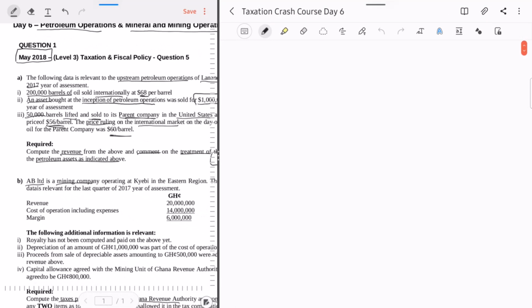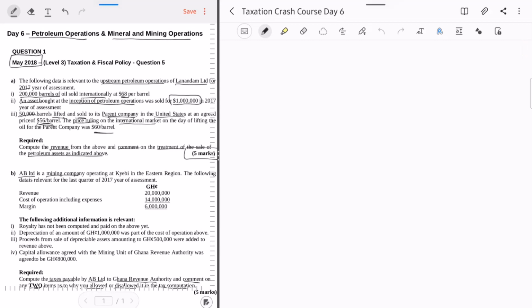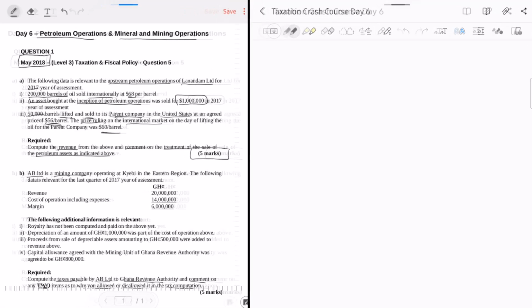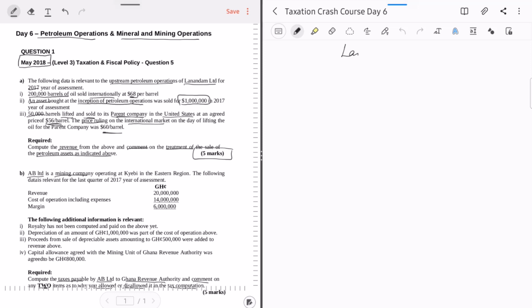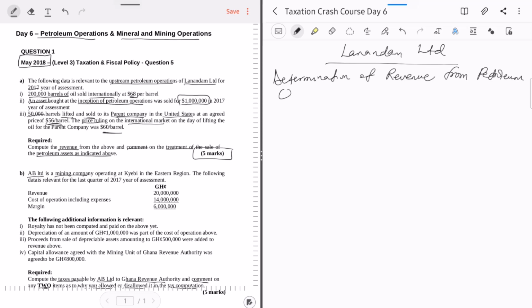So, as always, I want you to write the company's name. So the company is called Lanandam Limited. Right? So, determination of revenue from petroleum operations. Okay.